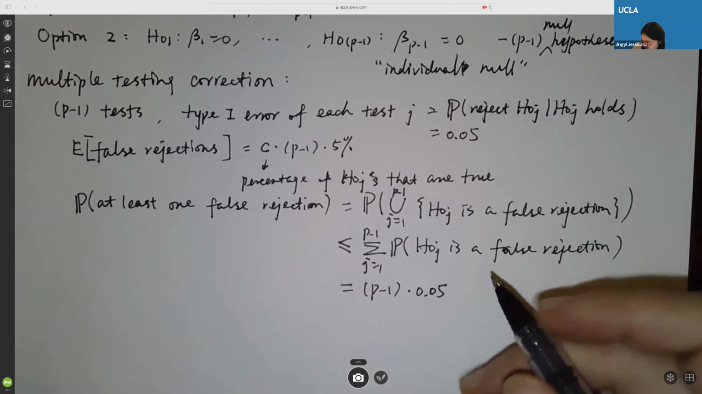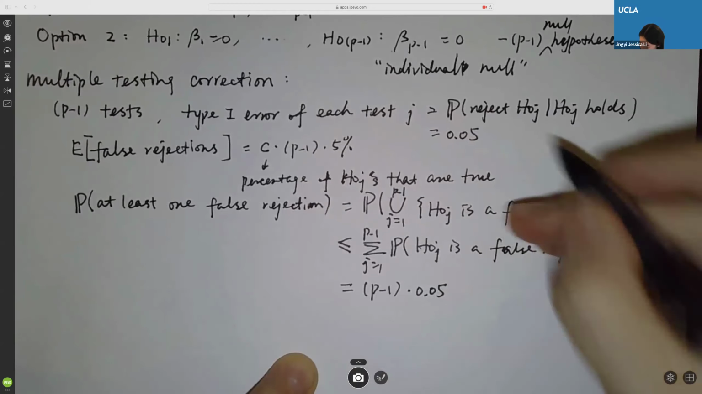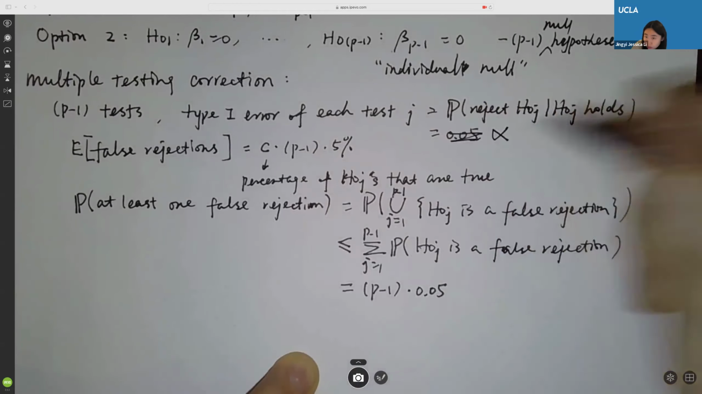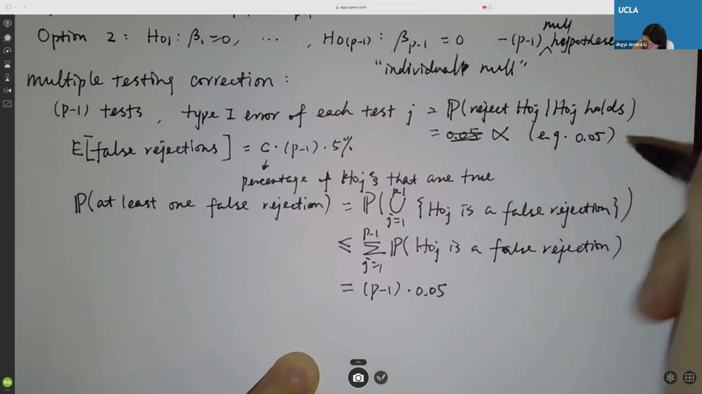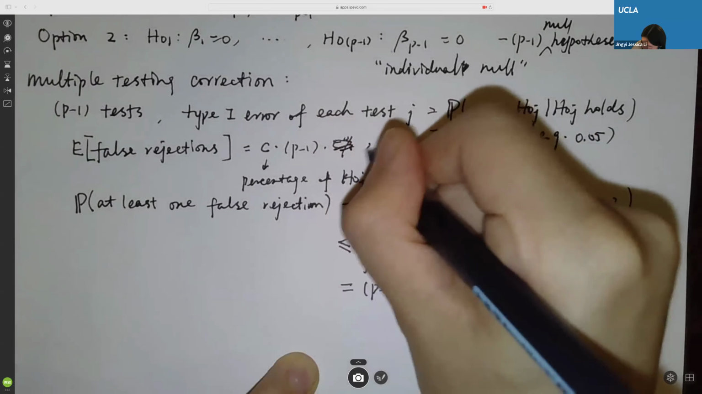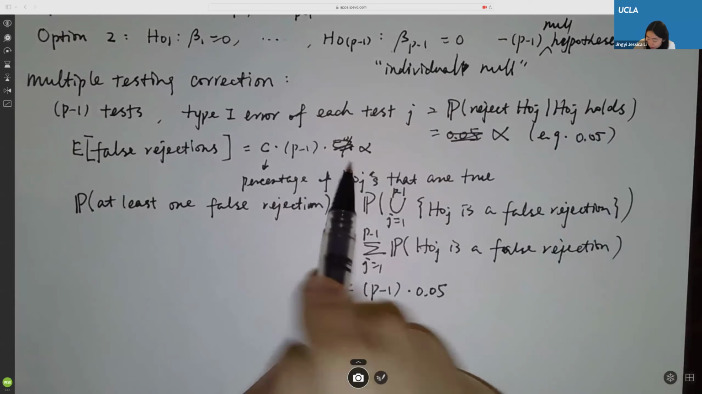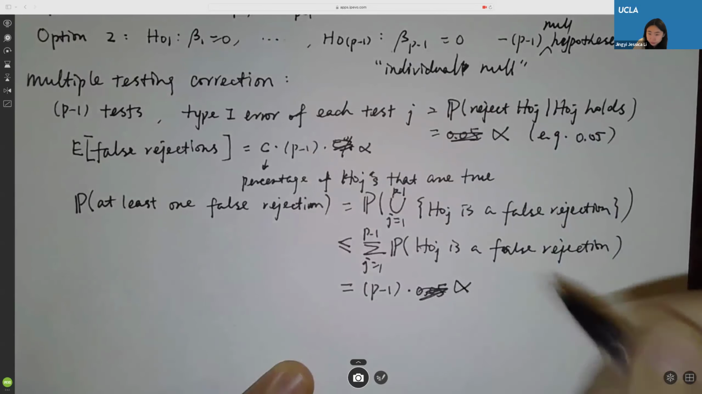So, or the significance level. Maybe I should change this to alpha to be more general. And this should be alpha. So yeah, see, this increases with alpha. And here I'll use alpha.